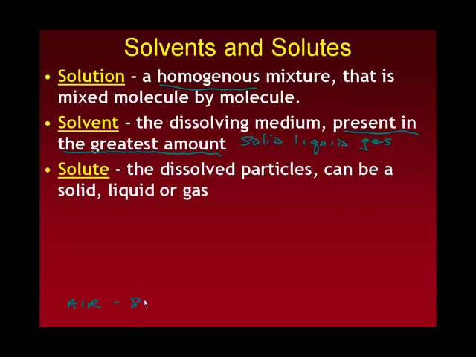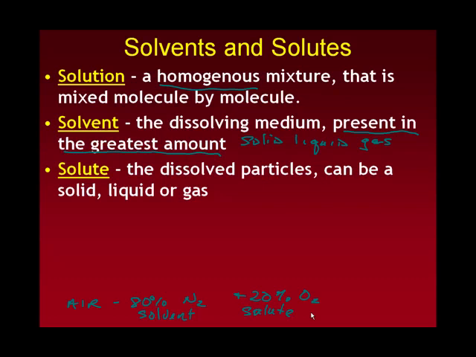An example of a gas solution would be air. Air is approximately 80% nitrogen and 20% oxygen. And yes, there are some other things in there like water vapor and carbon dioxide gas. But if we take a look at it like this, my solvent is nitrogen because it's present in the greatest amount, and my solute is oxygen.